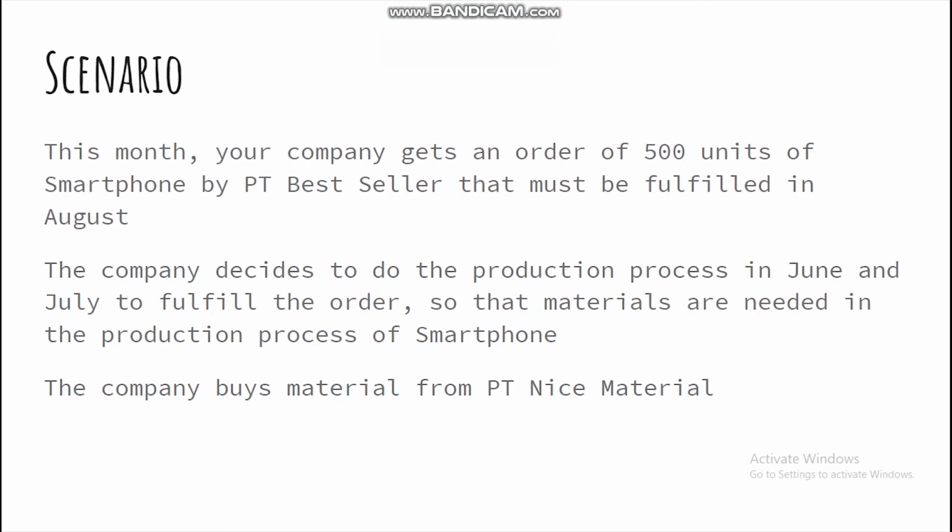So this is the scenario. This month, your company gets an order of 500 units of smartphones from PT Bestseller that must be fulfilled in August. The company decided to do the production process in June and July to fulfill the order, so that materials are needed in the production process of the smartphone. The company buys material from PT Nice Material.